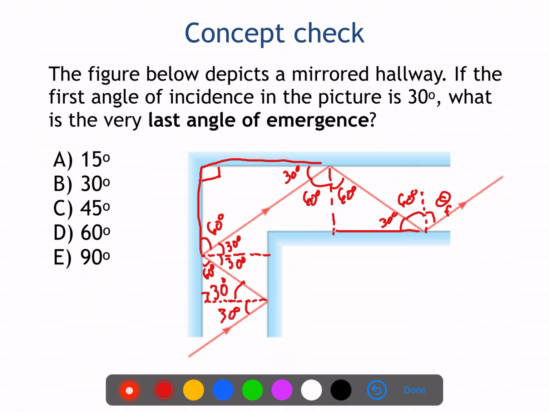And so this theta final is also going to be 60 degrees as it emerges from this alternative hall of mirrors in which you were standing over here initially. Okay, so that corresponds to choice D here.